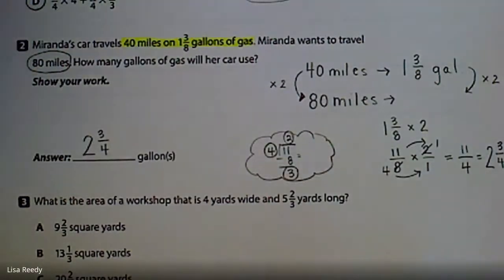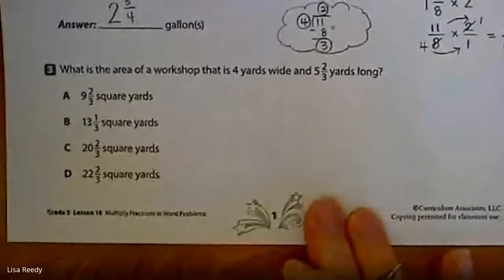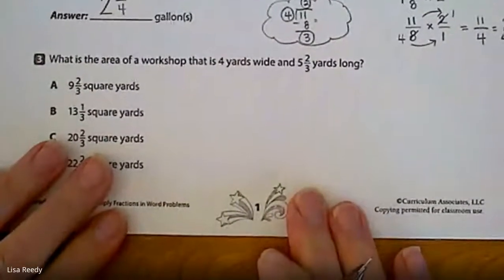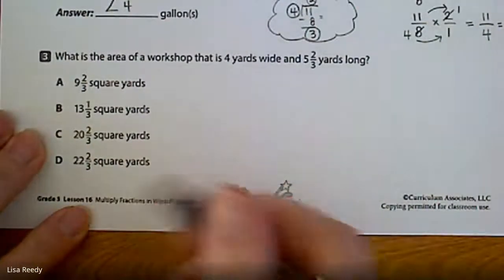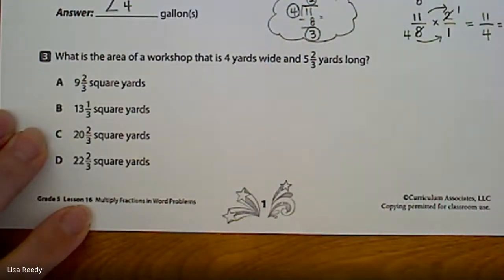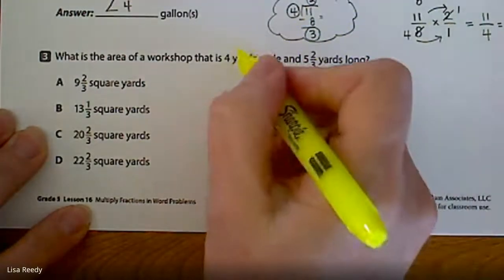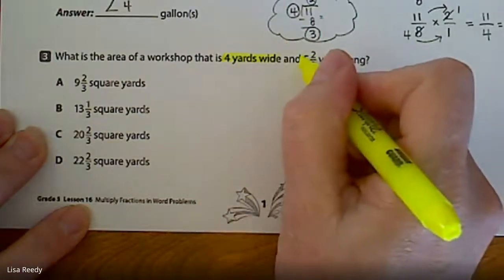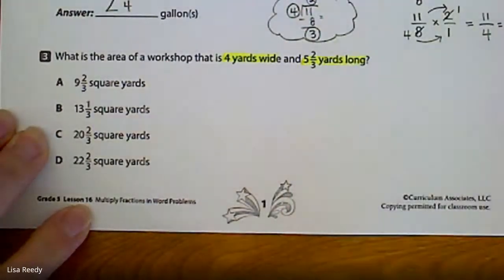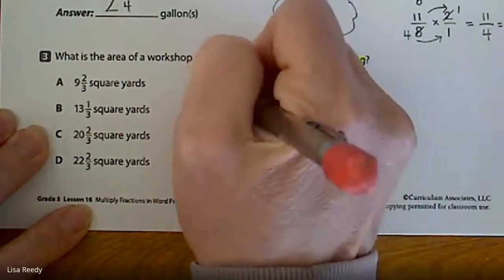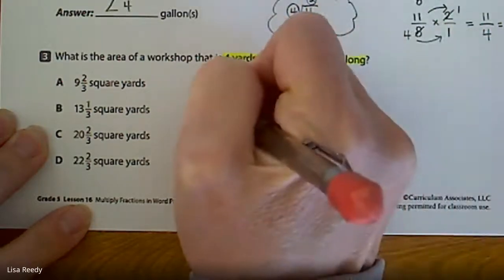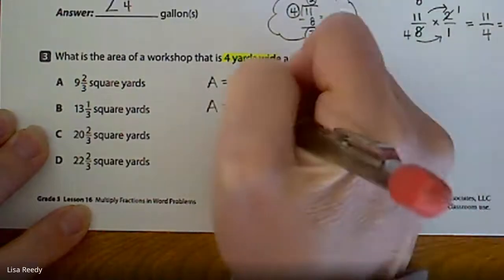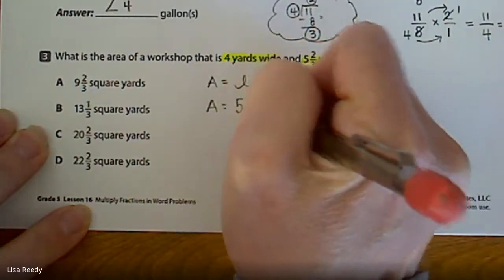All right. Let's move on to number 3. Number 3 is asking, what is the area of a workshop that is 4 yards wide and 5 2/3 yards long? 4 yards wide, 5 2/3 yards long. We know that area of a rectangle is length times width. So I am going to do 5 2/3 times 4.